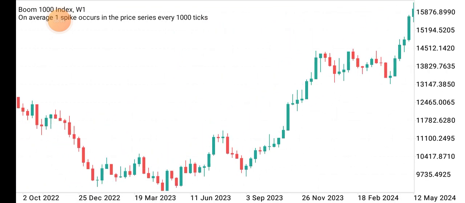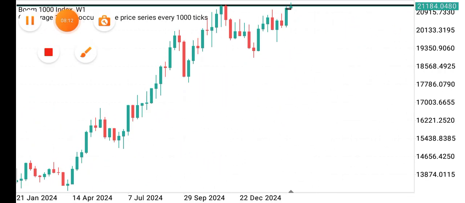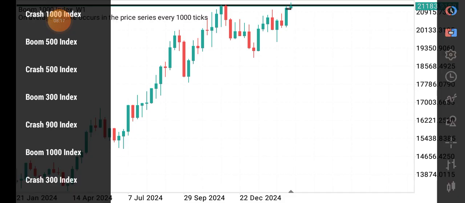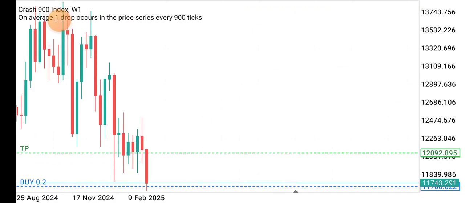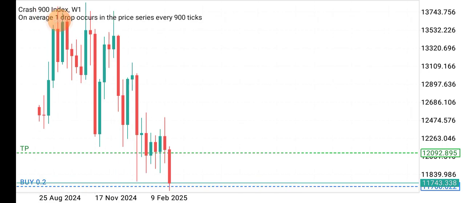All right. Okay, so there's a particular trade I took. Let me see, what pair was that? I think it was Crash 900 index. Nice buys. No, it was not Crash 900. Was it Crash 900?